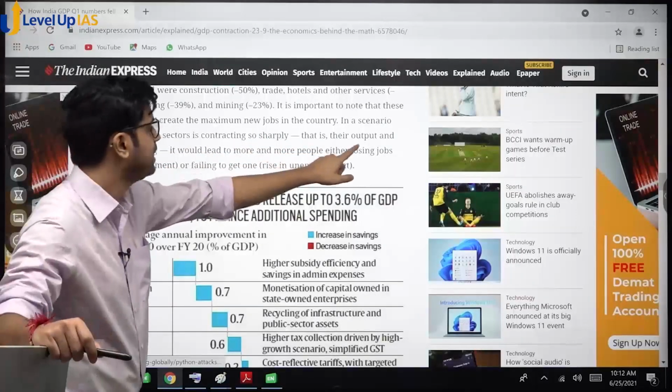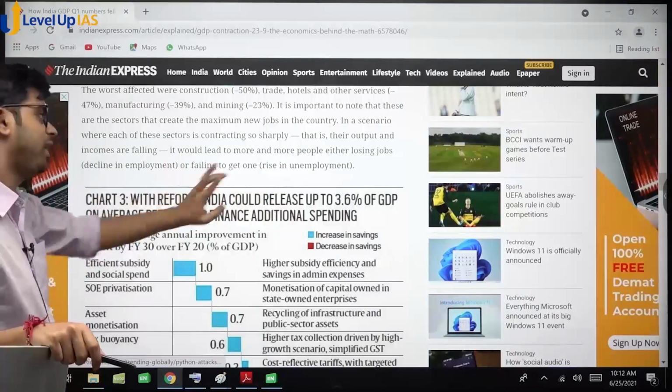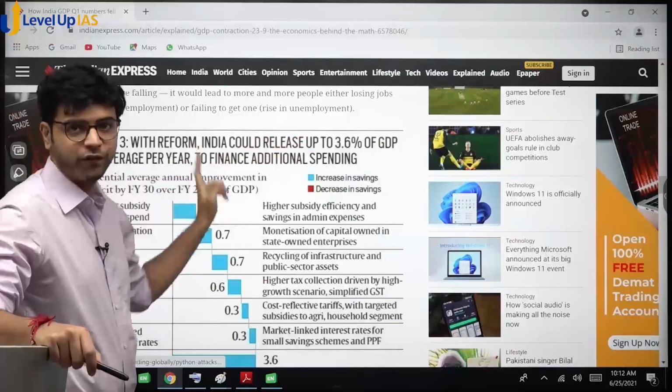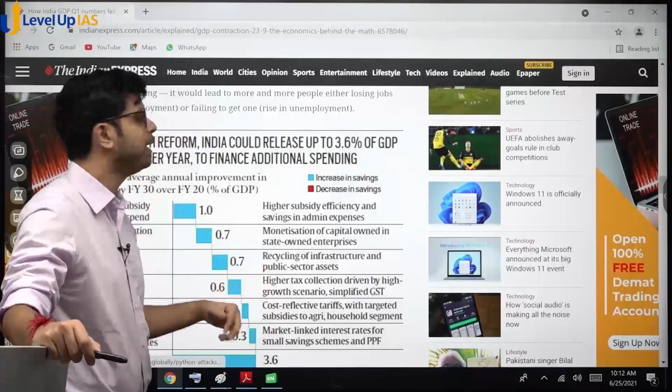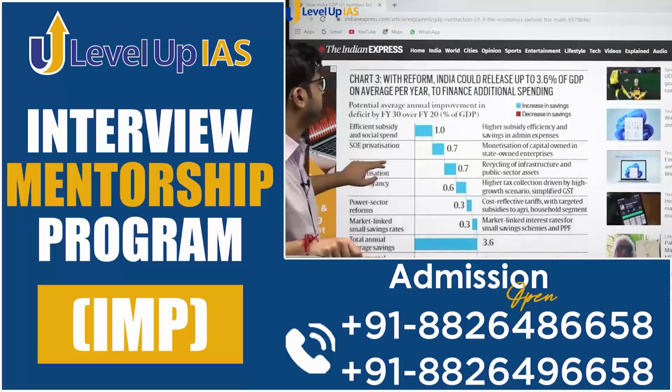In a scenario where each of these sectors is contracting so sharply, that is, their output and incomes are falling, it will lead to more people losing their jobs and failing to get one. Okay, decline in employment and rise in unemployment, they are two different things. Decline in employment means already people are losing jobs, and rising unemployment means they are not able to get new jobs. Okay, next.